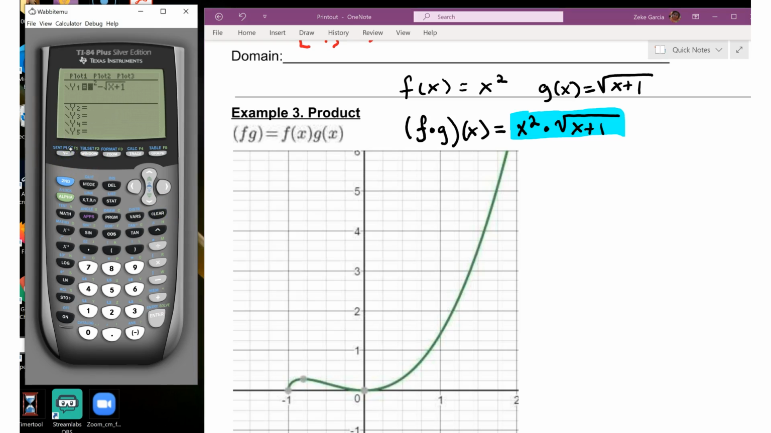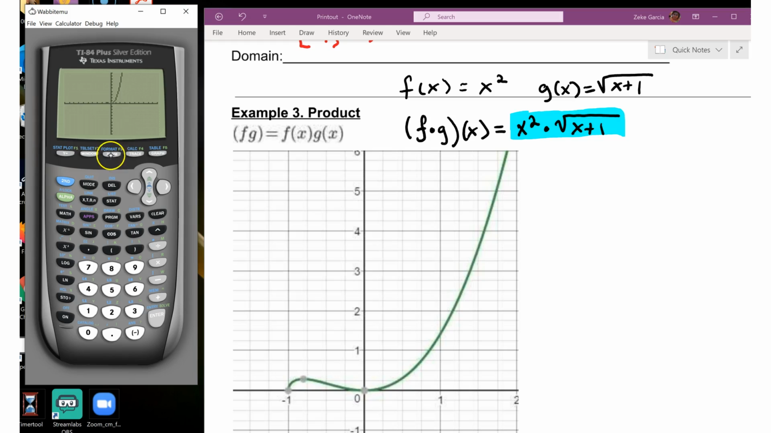So we're going to go to the y equals, we're going to clear it. We're going to type in x squared times the square root of x plus 1. Okay, so I'll give you a second to catch up with me. So we have x squared times the square root of x plus 1, and it should look like our picture here that's shown right in front of you. So I'm going to go ahead and graph it.